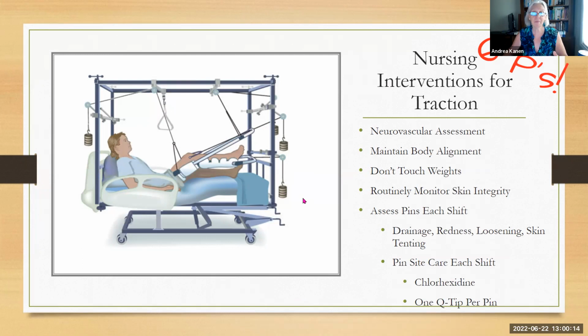So neurovascular, maintain body alignment, leave the weights alone, make sure they're hanging free. We're looking for skin integrity, and you've really got to assess the pins because these are embedded in the client. So we're looking for any signs of infection. And because it is invasive, we're going to do pin site care, just like we would for a central line, right? When you've got something going into the body, we have to maintain that site. So chlorhexidine is usually the go-to.